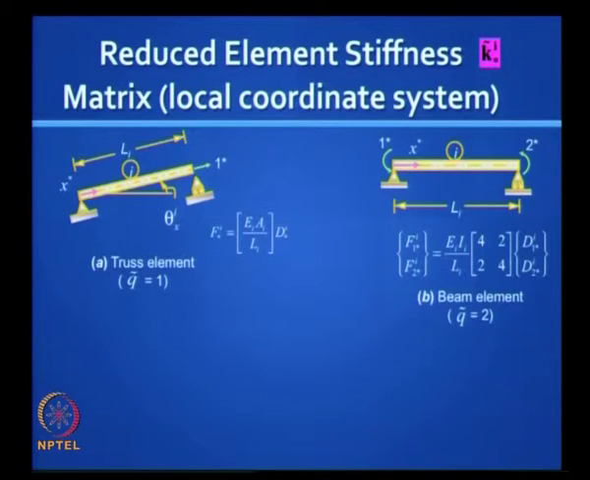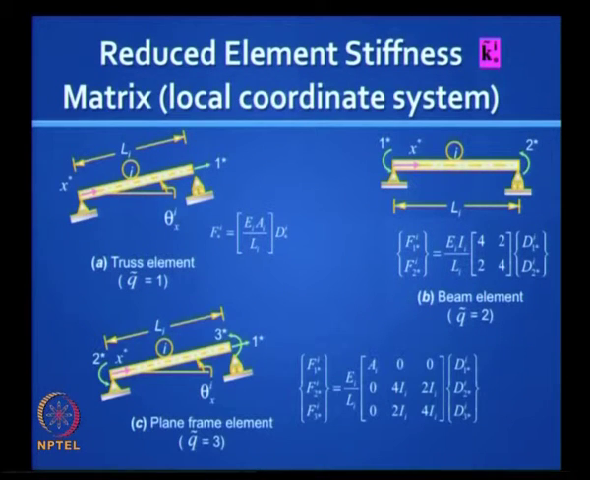What about your beam element? You are familiar with this, the values will be 4EI/L, 2EI/L, right? What about the plane frame? It is nothing but the truss element and the beam element put together, and we assume that the axial stiffness is independent. We ignore any axial flexure interaction. That is what we do in first order analysis.